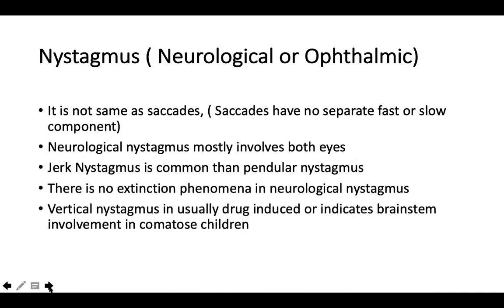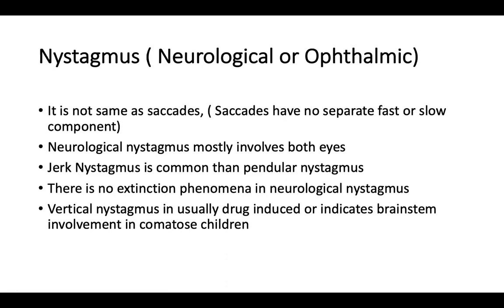In a neurological nystagmus, there is no extinction phenomenon. So if you ask the patient to fixate on a target, the nystagmus does not settle down. Whereas if it is a vestibular nystagmus, when you ask the patient to fixate on a target, the nystagmus can stop. A vertical nystagmus is always abnormal. It indicates either a toxin or a brainstem injury. A brainstem injury in the pons, the medulla or the cervicomedullary junction, or a toxin like phenytoin toxicity, can commonly produce vertical nystagmus.